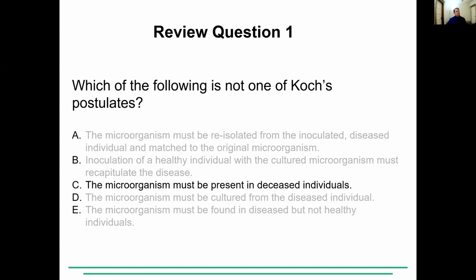And then the correct answer here is, of course, C. I might have misspoken when I asked this question, because I think I might have said diseased, but it's deceased individuals. So this is not one of his postulates: the microorganism must be present in deceased individuals. I mean, an individual can die from anything. So just because the organism is dead doesn't necessarily mean it died from the microbe. The rest of them are his postulates, just in different wording.